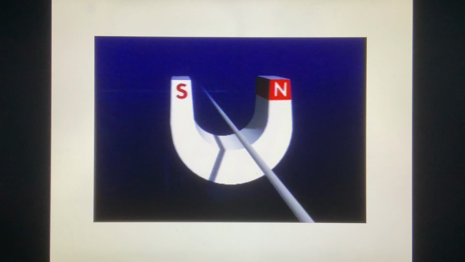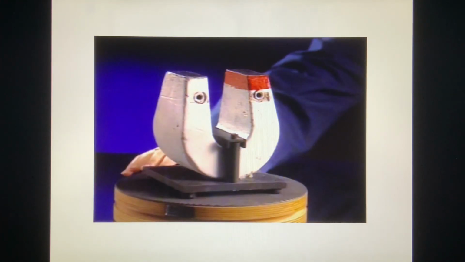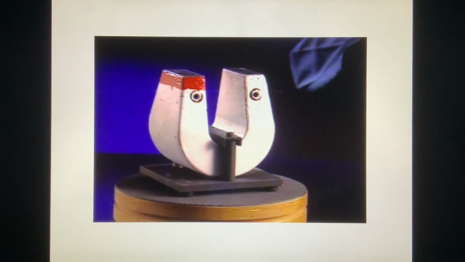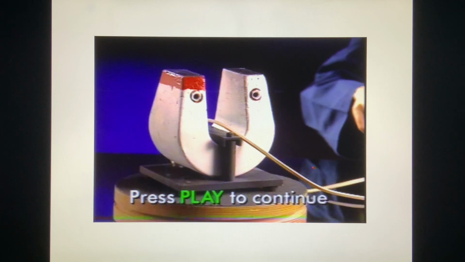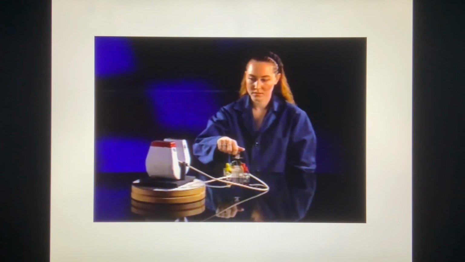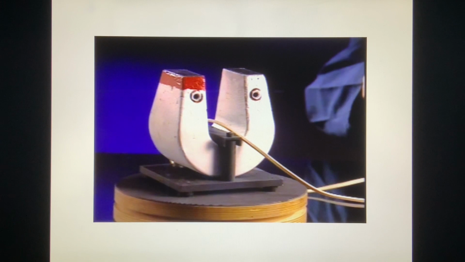This diagram shows the directions of the current, the magnetic field, and the force on the wire as predicted by the right-hand rule. If we reverse the magnet and run the same current through the wire, what will the wire do? This time the wire doesn't leap out. The magnetic force on the current now pushes the wire down.